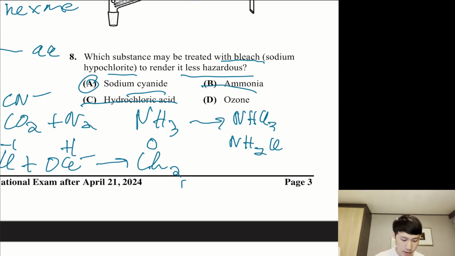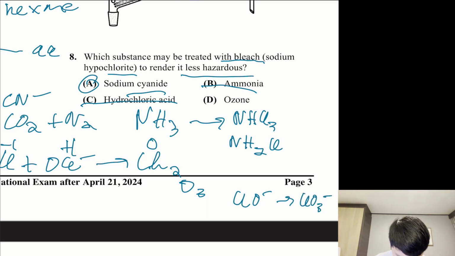Then ozone. Ozone is actually a stronger oxidizing agent than hypochlorite. When you add it to hypochlorite, you create the chlorate anion, and chlorates are generally toxic as well, so not that. A is correct.